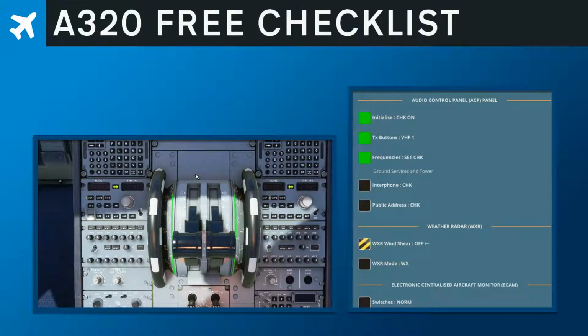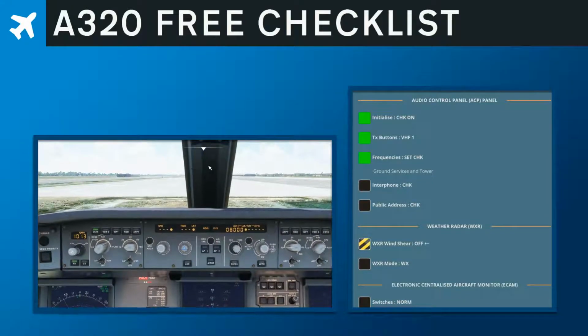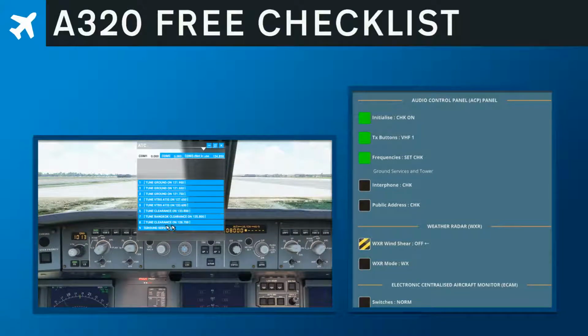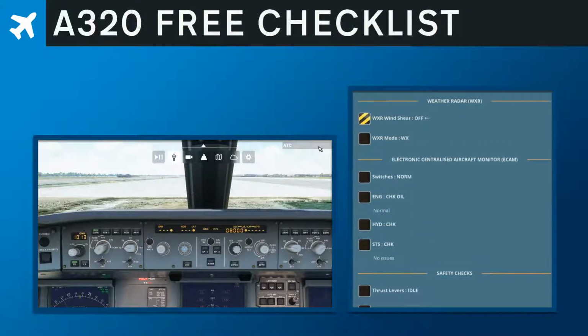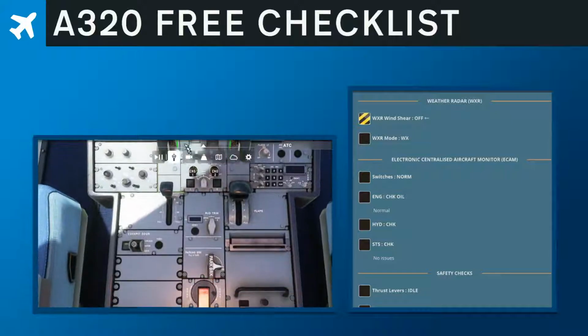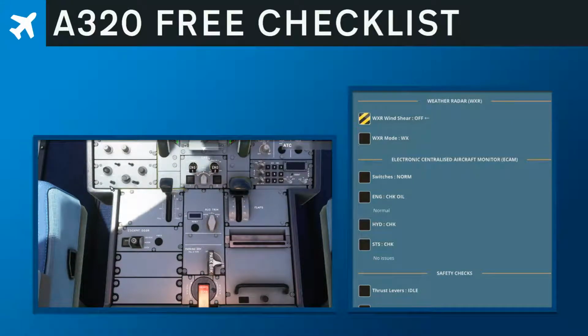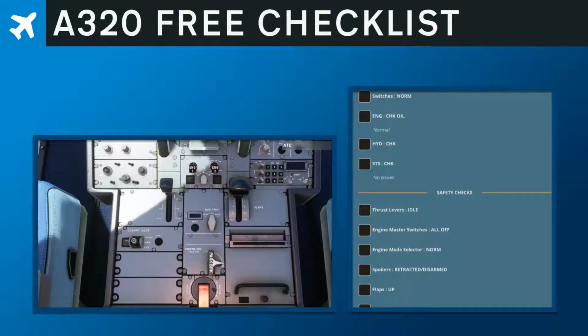We're transmitting on VHF1, and we're receiving frequencies are set. So we can go to the above here, and we can get the first frequency, which is going to be for clearance. So we'll do that in a minute, otherwise we'll have lots of people talking in our ears for some time till we're actually ready to go. So interphone will be set and public address is set as well. We now need to make sure that the weather mode is set to WX, which is there, so that's set.